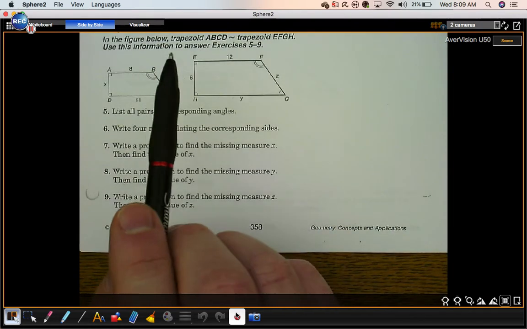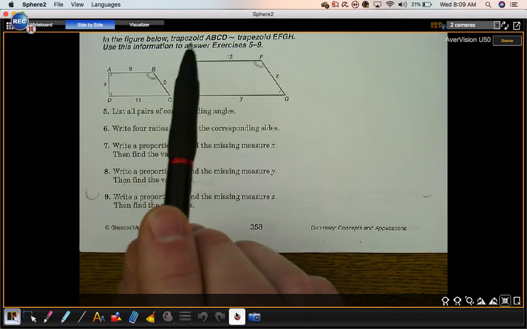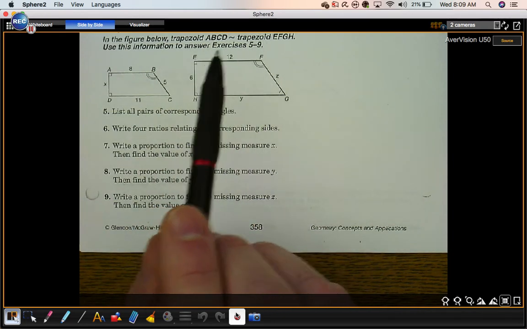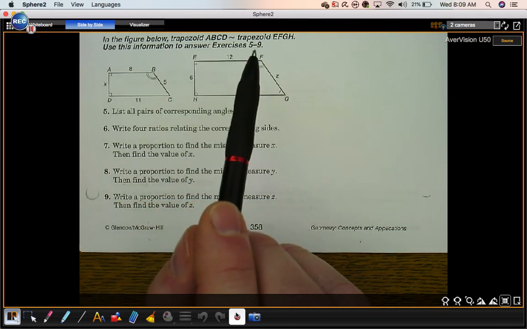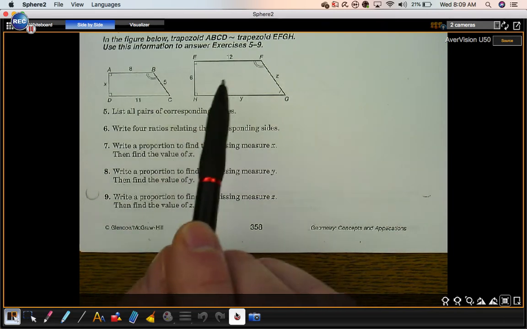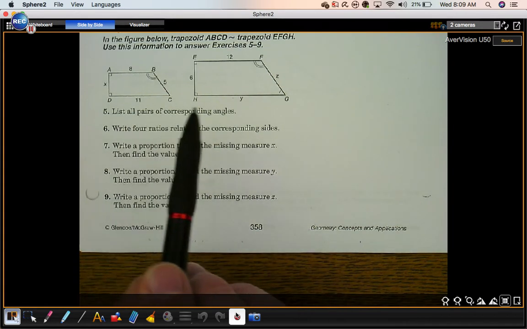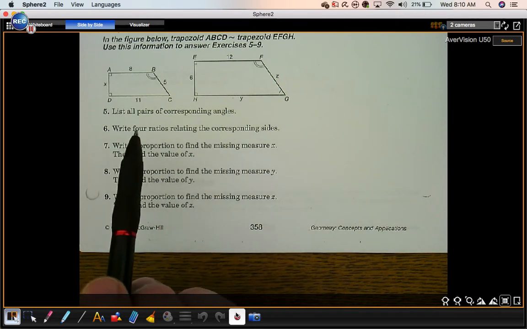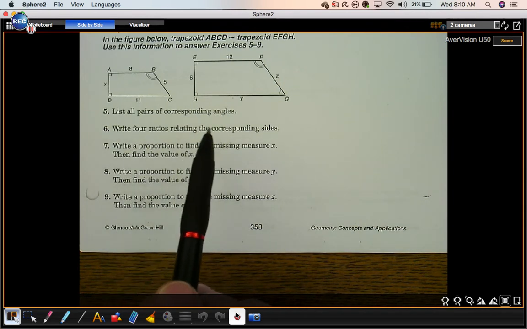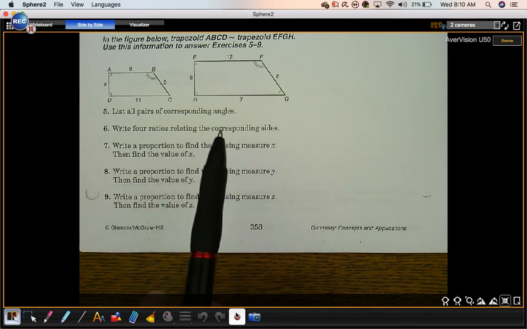Next section. In the figure below, they give you 2 trapezoids. Trapezoid ABCD is similar to trapezoid EFGH. Use this information to answer the questions. So if you have 2 similar trapezoids, you know 8 things. Let's list all pairs of corresponding angles. Then we're going to write the 4 ratios that relate the corresponding sides. Those are your 8 things that you're listing.